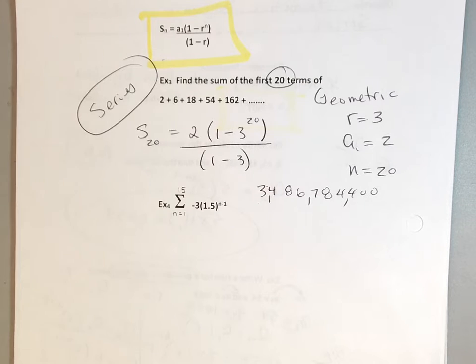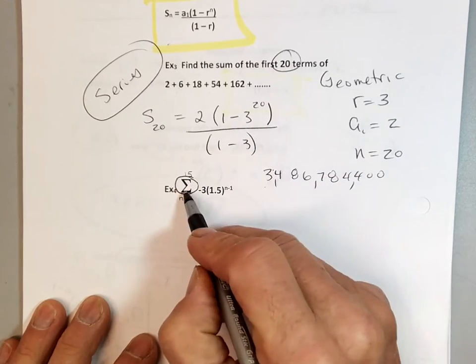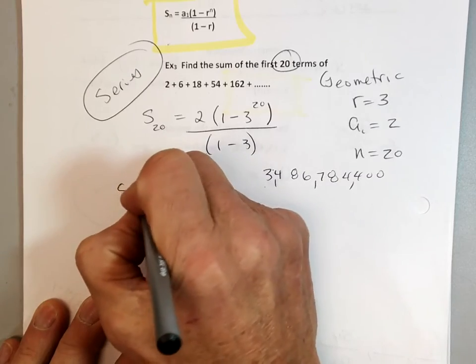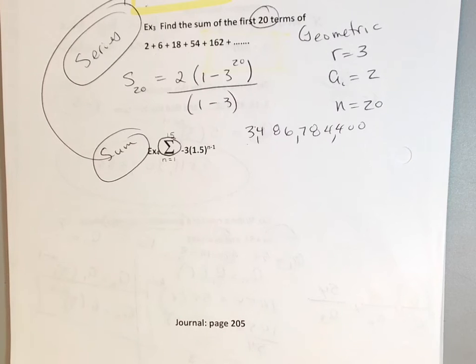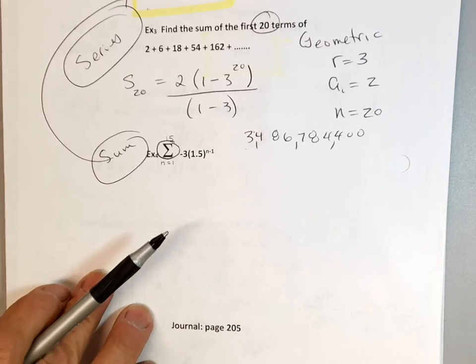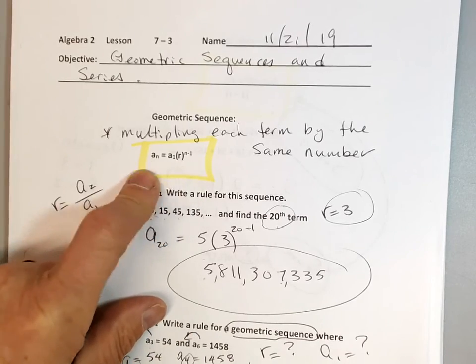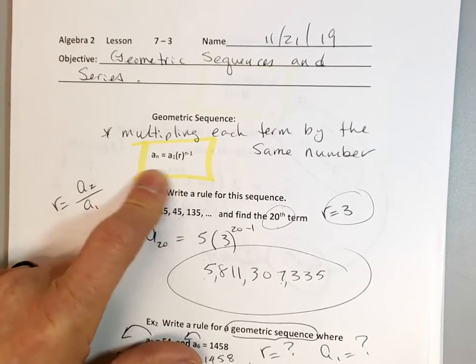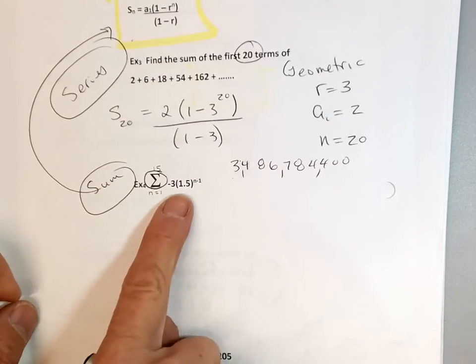All right, so last but not least, number 4, okay? Before I even start, what does this symbol mean? It means sum, right? So that means I'm going to use the same formula, right? Now, is it geometric? If you look at it, it looks identical to our formula, doesn't it? See this formula here? I want everybody to look here, okay? That's our geometric formula. Does our question look like that?